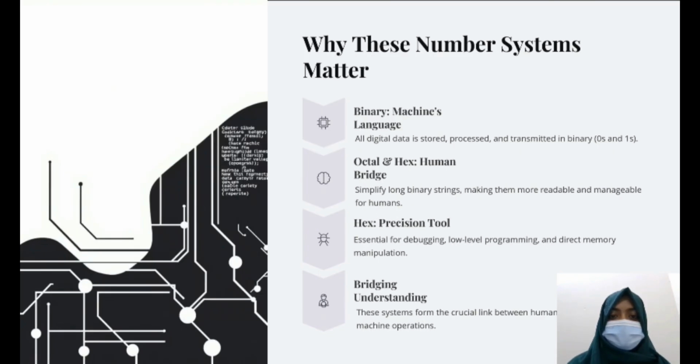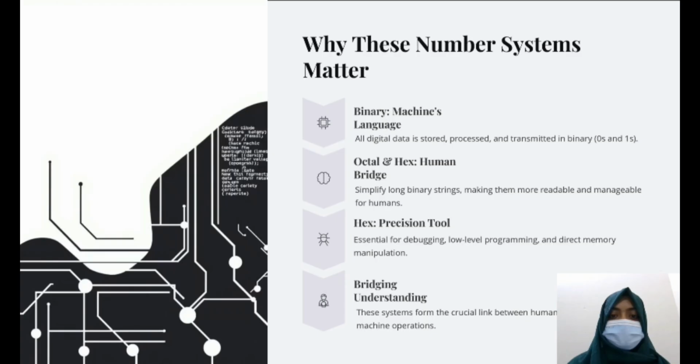Hexadecimal, a tool for precision. The hexadecimal system is especially used in areas like debugging programs, low-level programming, and memory addressing. Because it's compact and clear, hexadecimal allows programmers to work with the data accurately and efficiently.